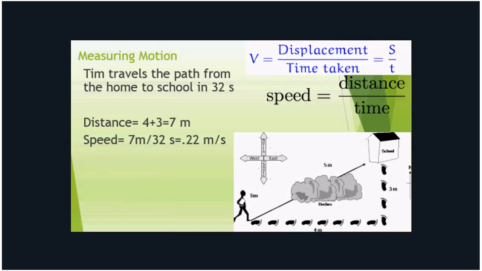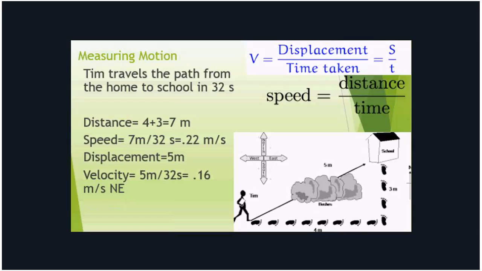To find displacement, you only look from start to finish. Tim starts at home, he finishes at school. I gave you the straight line from start to finish. It says 5 meters. So his displacement is 5 meters. And to find velocity, I'm going to take displacement divided by time. 5 meters divided by 32 seconds equals 0.16 meters per second northeast.